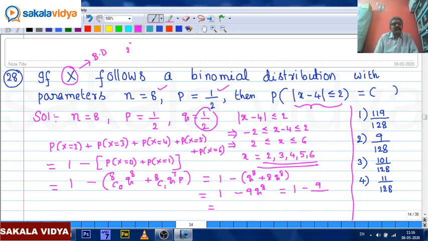What is 2 power 8? 2 power 6 into 2 square. 2 power 6 is actually 64 into 4, 256, correct? 2 power 5 is 32, 2 power 6 is 64, 64 into 2 square, okay, 256. This will be 256 minus 9 by 256. How much will you be getting?